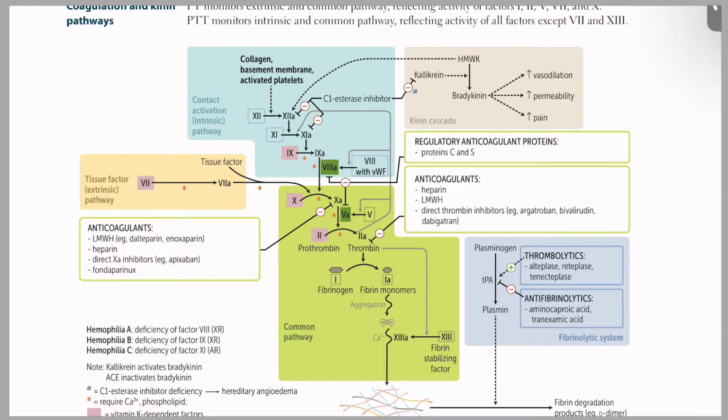Fibrinogen converts to fibrin monomer, 1 to 1A, common pathway. 13 to 13A, fibrin stabilizing factor, stabilizes the platelet plug. Fibrin degradation products, that is D-dimer.